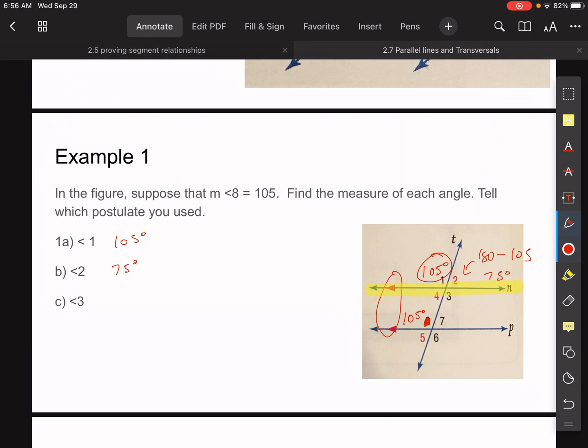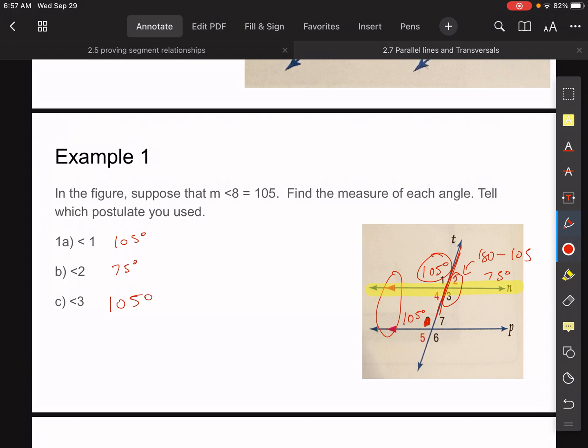Let's look at angle 3. Angle 3 is also a linear pair with angle 2, so you could use the definition of a linear pair here. And we could say that 3 is also 105 degrees because they're on this line, so together they have to make 180 degrees.